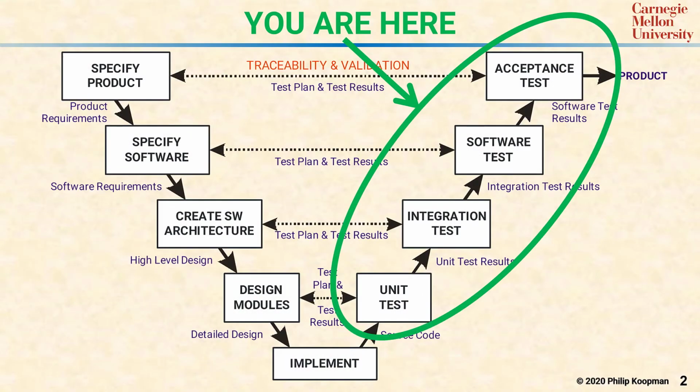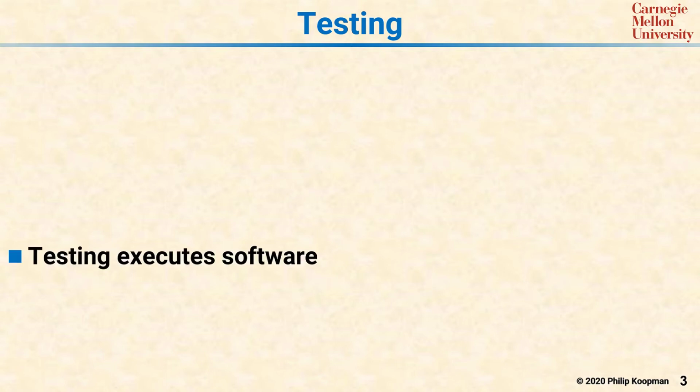For this presentation, we're going to be talking about the right-hand side of the V, having to do with all the different types of testing that need to get done to ensure software quality. Testing, in general, is a way to execute software. So if you're doing things that don't actually involve a program counter going down a program, it's not really testing, it's some other form of validation.